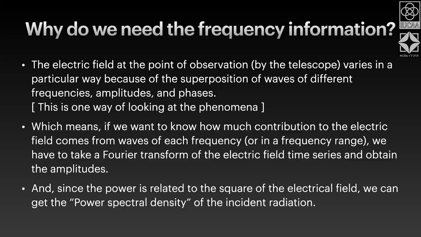For this, you'll have to take a look at the phenomena in a different way. So at the point of measurement, which is at the telescope feed, let's say, we are measuring the electric field, which itself changes in time, which is the time series of the electric field. And you can view this as a superposition of waves of different frequencies. This is radiation. We are talking about radiation here. Let's say there are monochromatic waves, that is waves of individual frequencies, that are superimposing and creating the net electric field that is produced at a point and we are trying to measure.